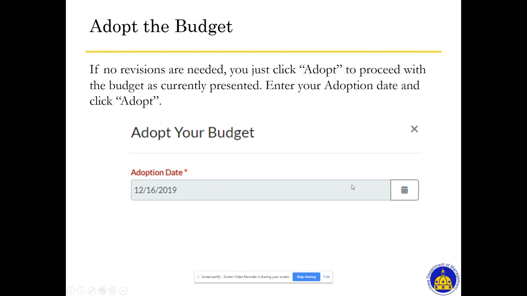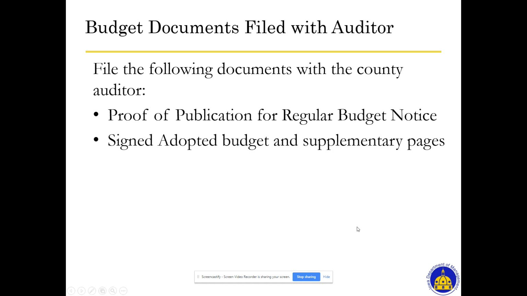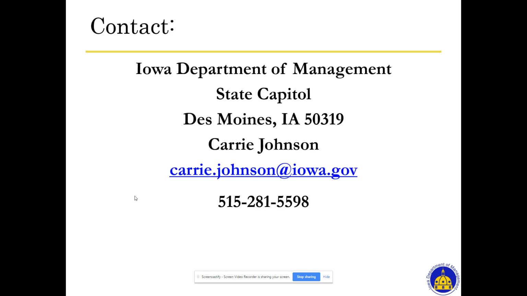If no revisions are needed, or you've made the needed revisions downward, you just click Adopt to proceed with the budget as currently presented. You enter your adoption date in the box, and then you click Adopt. Upon adoption in the system of the budget, you want to file the following documents with the county auditor. You're going to give them the proof of publication for your regular budget notice, and also a signed adopted budget and all the supplementary pages. They need a copy of all those as well. And you want to deliver that to the county auditor by March 15th in a normal year, and of course March 16th this year, since the 15th is Sunday.